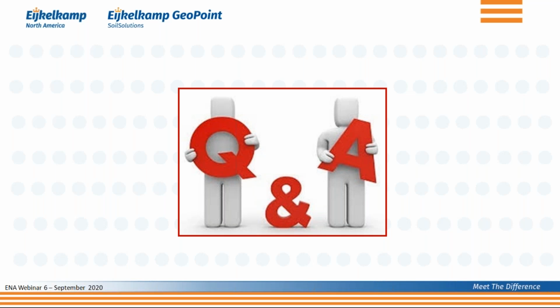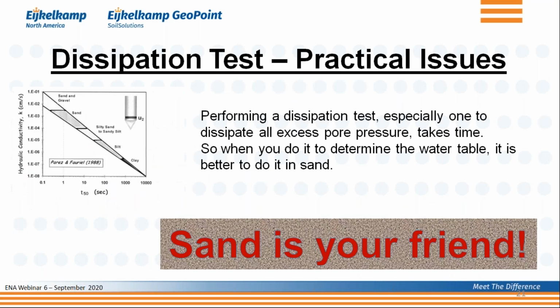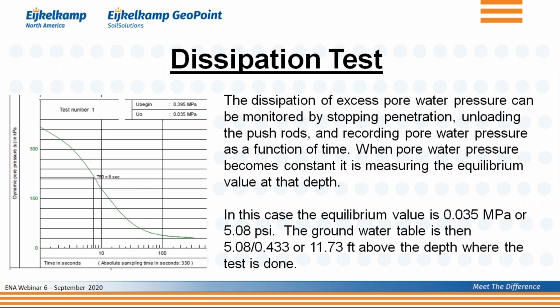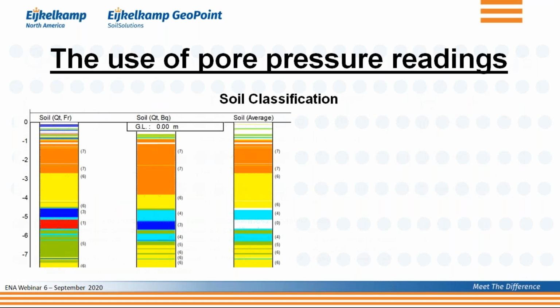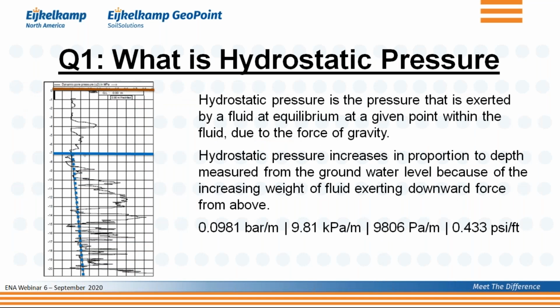If you could tell us, there's one question, 5.08 over 0.433. What is that 0.433 number? What does that refer to? The 0.433 number is the increase in the hydrostatic pressure per foot. Yeah, what you see here, if you look at the hydrostatic pressure, it increases by 0.1 bar per meter. That you see here as well. And then in inch-pound units, it also increases by 0.433 psi per foot.